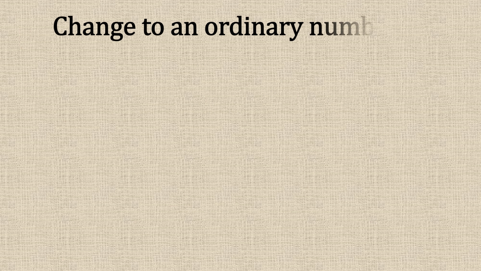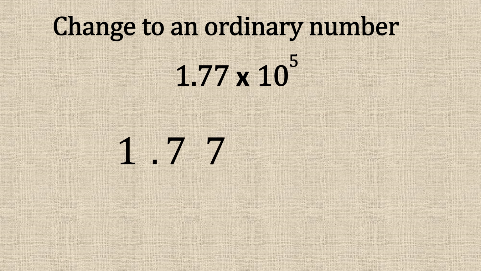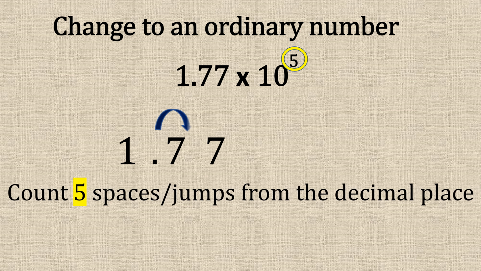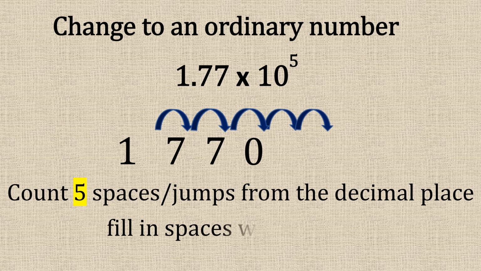I'm going to change this to an ordinary number. We're going to write out 1.77, the power is 5, so we're going to count 5 spaces or jumps from the decimal. 1, 2, 3, 4, 5, giving us the new number of 177000.